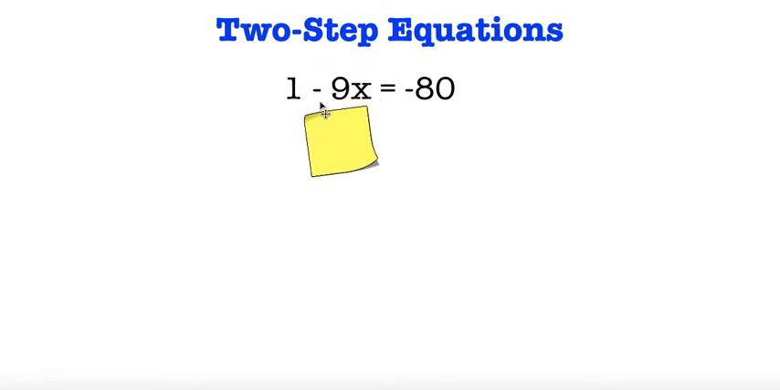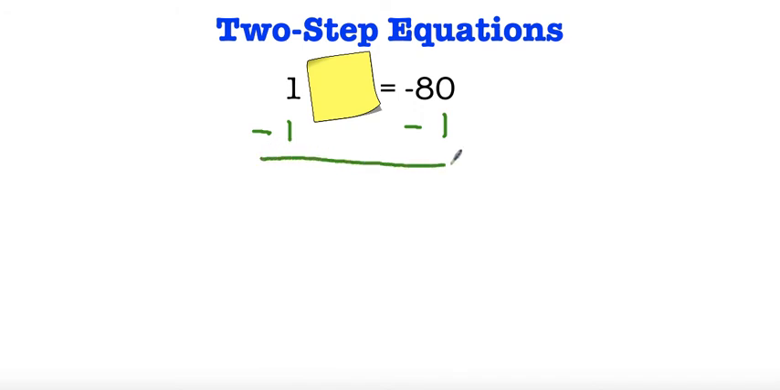Because here my coefficient is negative 9, I want the x by itself, and negative 9 is being multiplied by x. So here I have 1. And in order to get rid of this positive 1, I'm going to have to subtract 1 on both sides. I want to get rid of this because I want negative 9x by itself. So I'm going to subtract 1, subtract 1. Positive and negative 1 are 0 pairs, so they cancel out. And negative 80 minus 1 is negative 81.